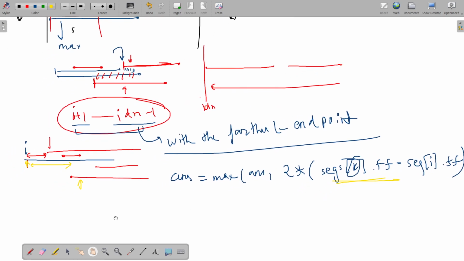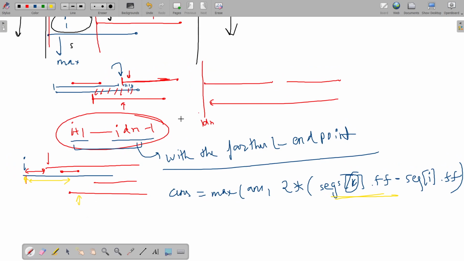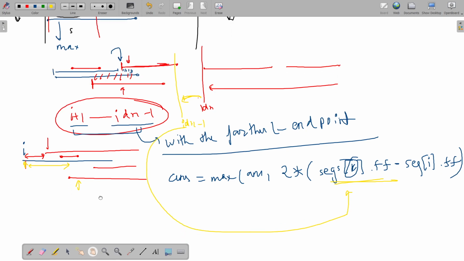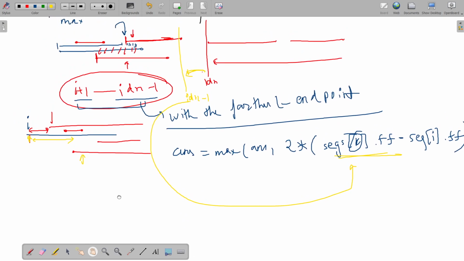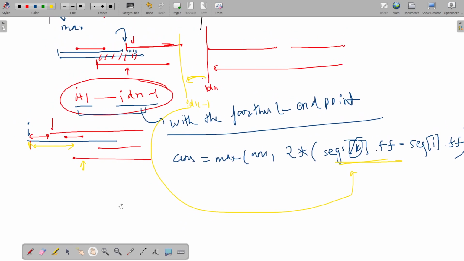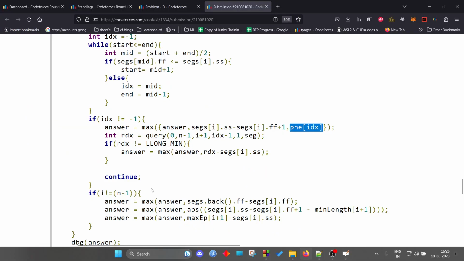And if you actually think about it, that segment would be nothing but, since the ranges are sorted by the start, the point just like idx minus 1. That will be the value of k. Okay, so that is the second case. I will show it to you.